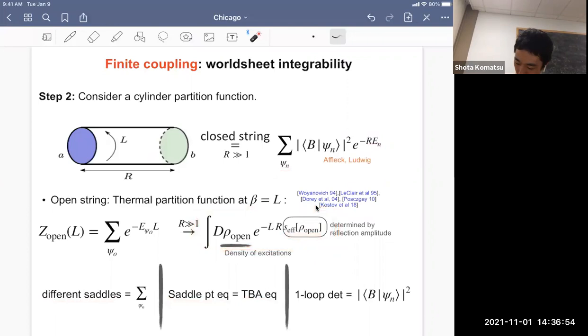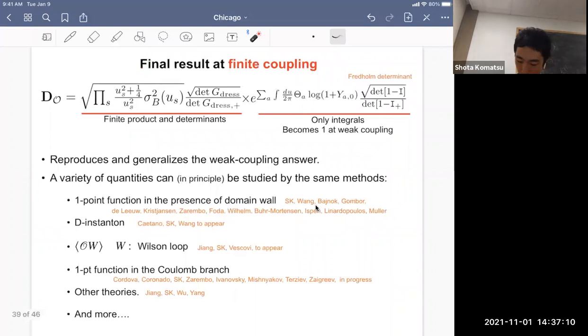And if you analyze the one loop fluctuation around the saddle point, because the saddle point itself gives you this exponential factor, which just gives you the energy of the closed string, in order to determine the prefactor, you just need to compute the one loop determinant. And if you do the computation, then it gives a complicated but nice answer. So the final answer of doing this computation consists of two parts. One is given by some kind of finite product and finite determinants, which looks like the expression that we got from the weak coupling or tree level. And the other part is very complicated, but has a similar looking structure.